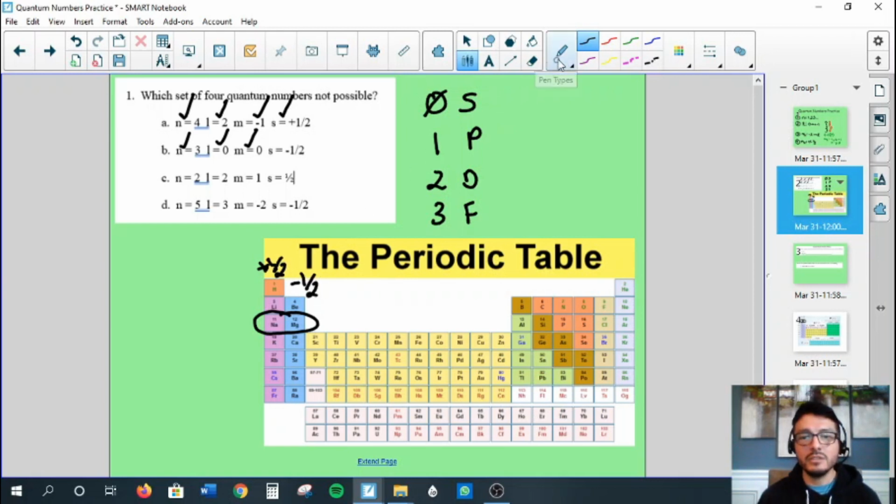So what we actually see is we can pinpoint exactly what electron this is referring to. It's referring to magnesium's electron. So yes, those numbers are actually possible, right? Which means B is not the correct answer. C, let's try that one.